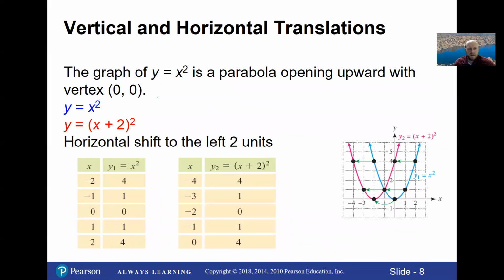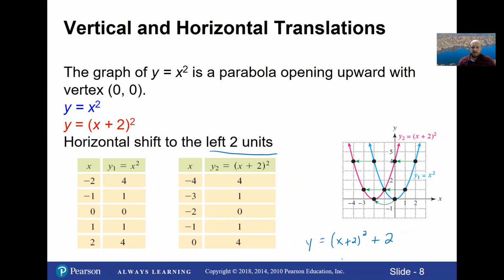Okay, so this is where we have an x plus something. I just showed you that here: if I have parentheses around x plus 2 squared, that's actually going to shift it to the left 2 units. What we're going to do next is ask, what happens if you have parentheses x plus 2 squared, and then plus 2 on the outside of that?